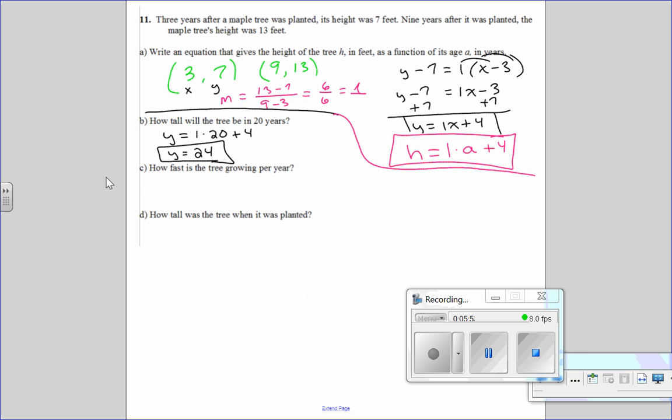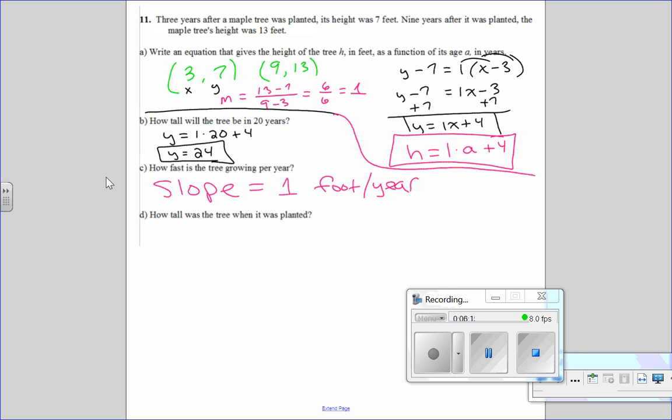How fast is a tree growing per year? How could we answer that question? It's as easy as telling them what the slope is. The slope is how fast it's growing per year. So what's the slope? 1, very good. So 1 foot per year. Dang, that's big.